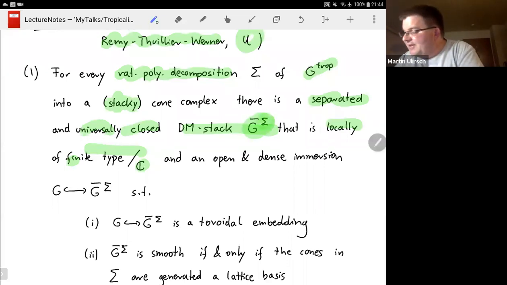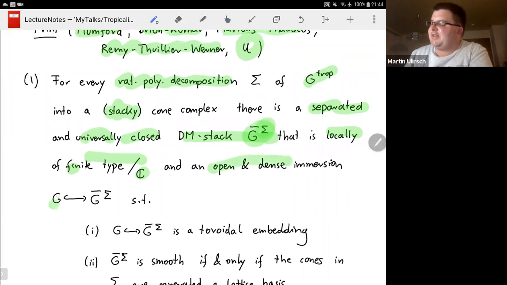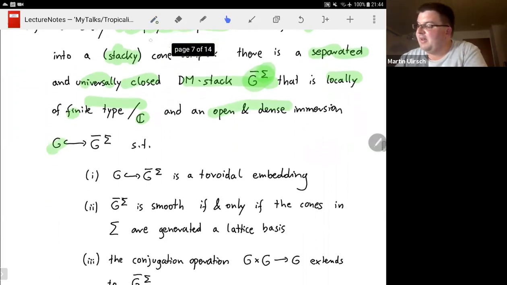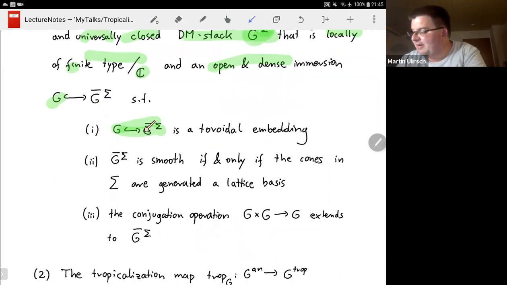And it depends on the choice of sigma to some extent. And I'm claiming that there is also an open and dense immersion of G into this space such that this thing is a toroidal embedding. I'm writing a lot of words here, and I would have loved to write that this is a proper thing, but it's not, because it's not quasi-compact. It has all the other properties of being proper, it's only locally of finite type but not of finite type. Anyway, so this is a toroidal embedding, first of all.